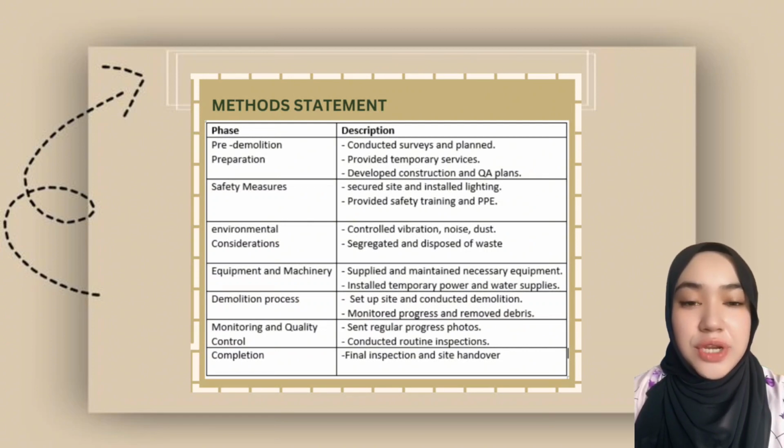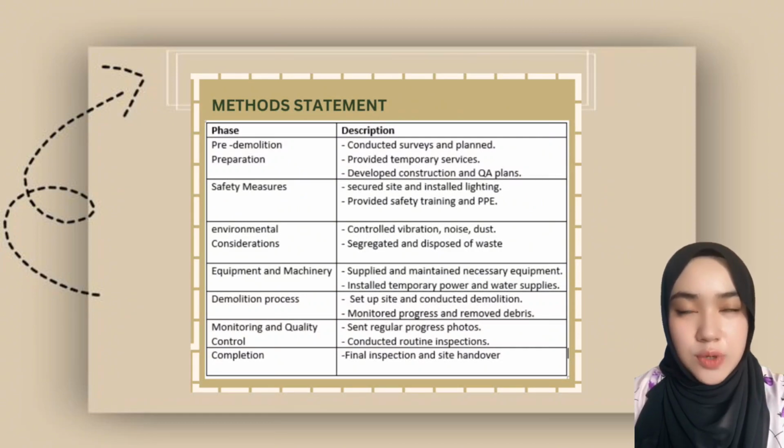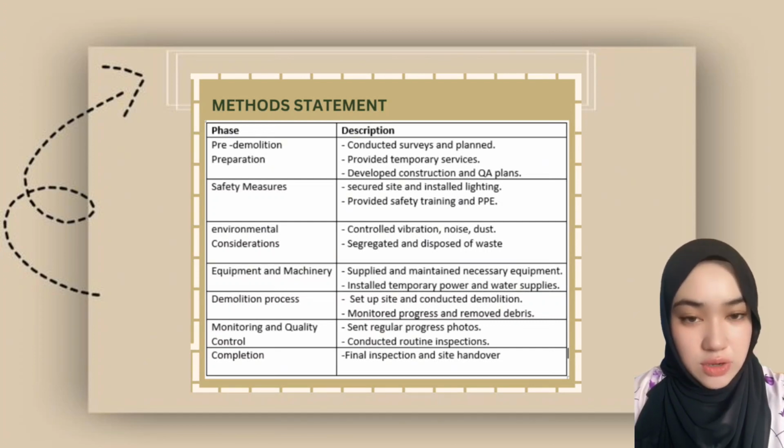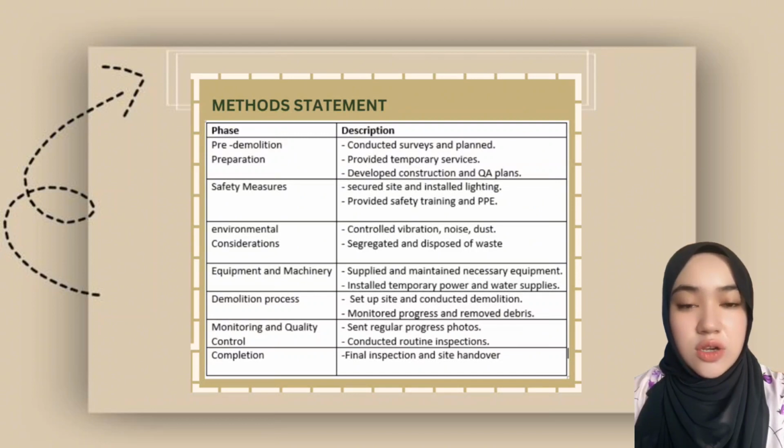it starts with pre-demolition preparation. In the pre-demolition phase, extensive surveys were conducted to map existing structures and utilities. This step ensures safe disconnection of utilities and minimal disruption to nearby properties. Detailed construction and quality assurance plans were developed to guide the project. For the safety measures, safety was a critical focus throughout the project, and the site was secured with fencing and adequate lighting.